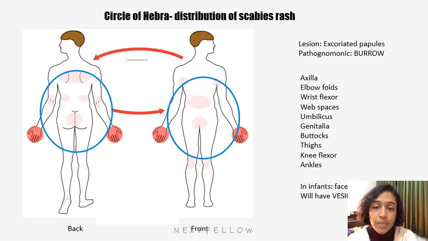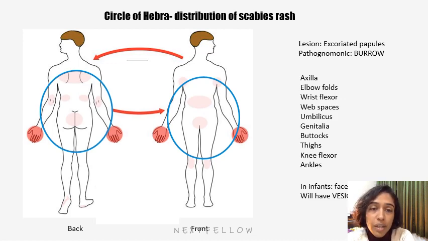So in scabies, important point is the circle of Hebra, that is the distribution of the scabies rash on the body. The lesion in scabies is classically called an excoriated papule. Right? Papule is a primary lesion, but here you see mainly excoriated papules. What is pathognomonic in scabies is the burrow, that is the lesion created by the mite into the skin. But you don't really see the burrows, you can see the excoriated papules.